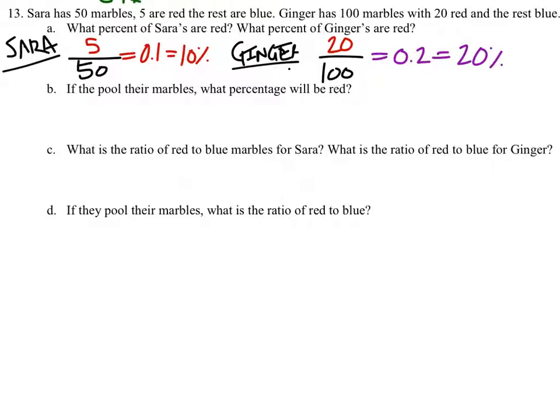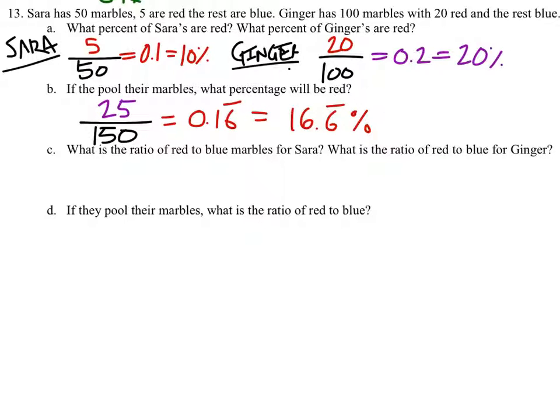So if we pool their marbles together, how much percentage will be red? Together, they would have 150 marbles. Sarah had 5 and Ginger had 20, so that's a total of 25 reds. So what percentage? We can divide this. If I put it in a calculator, this would be 0.16 repeating, and as a percent, would be 16.6 repeating percent red.